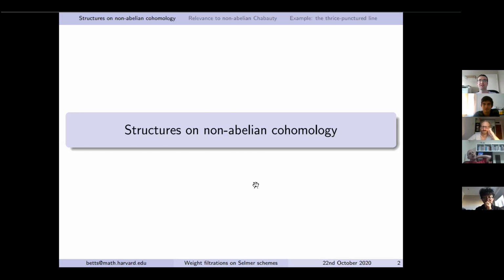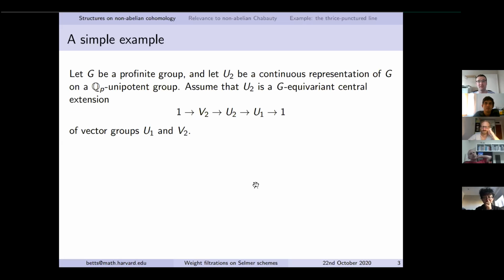So I wanted to begin with a very simple example where we can quite concretely see extra interesting structures on non-abelian cohomology. Let's start with a setup which is going to be quite familiar to anyone who's done anything with quadratic Chabauty. We'll take a profinite group G, which is basically a Galois group, but I'm just going to call it G for the time being.